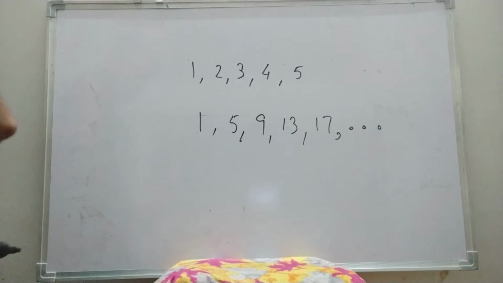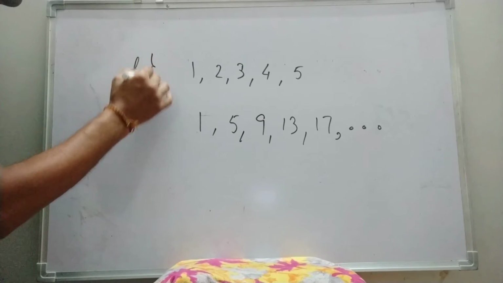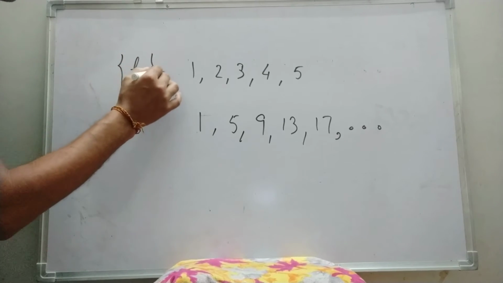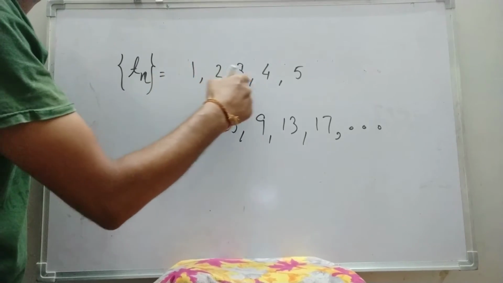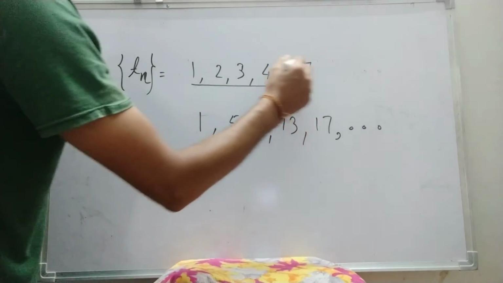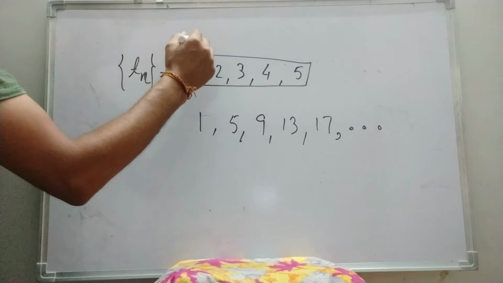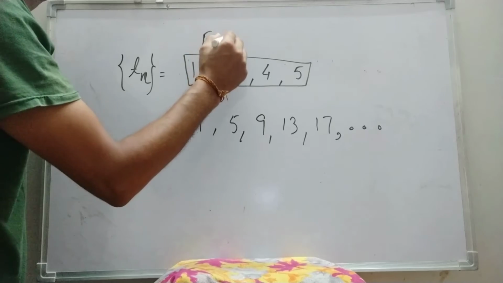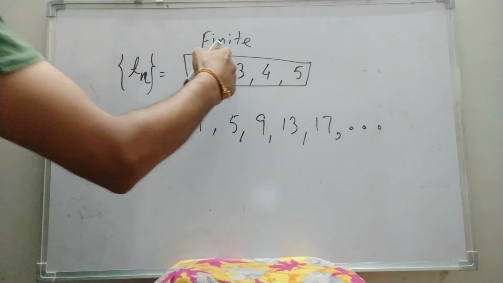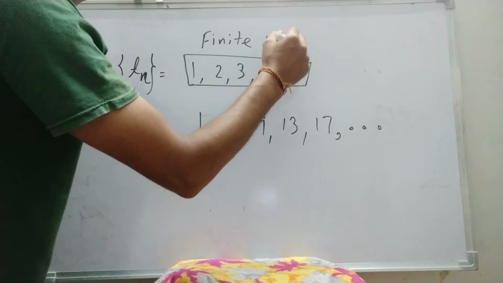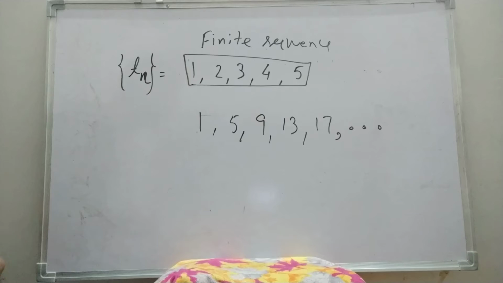Look here, students, if you go to the first particular sequence, you will find that n is 5. So where the number of terms is countable, then the sequence is said to be a finite sequence. When the number of terms is countable, that means finite, then the sequence is said to be a finite sequence. And when the number of terms is uncountable, that is infinite.